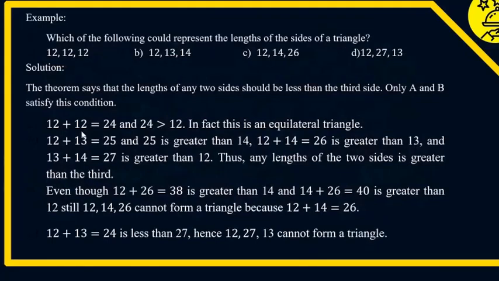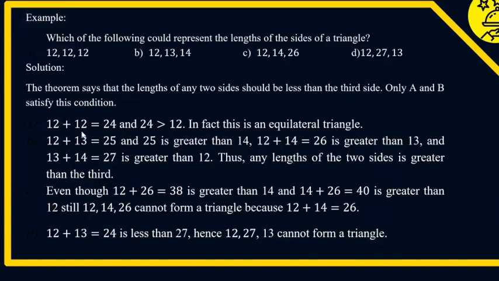Which of the following could represent the lengths of the sides of a triangle? Here, we can prove it by the use of the three conditions that we have. The theorem says that the sum of the lengths of any two sides should be greater than the third side. So in letter A, we have 12, 12, 12. 12 plus 12 is 24, and 24 is greater than the third side. So in fact, it is a triangle. This can be an equilateral triangle.